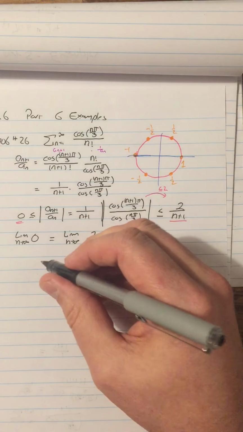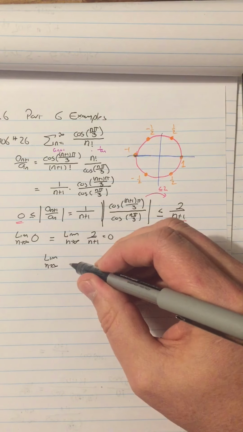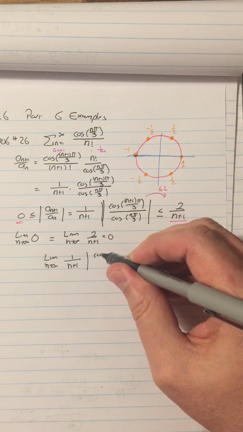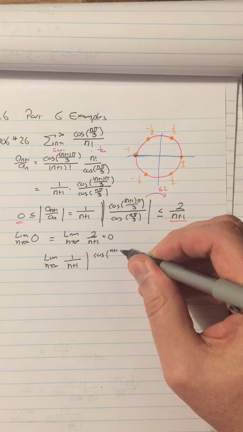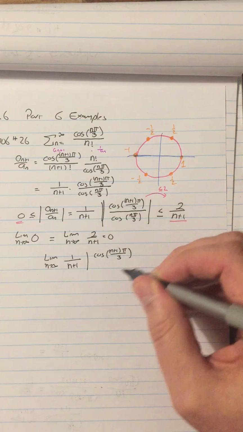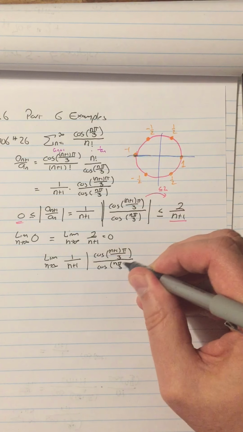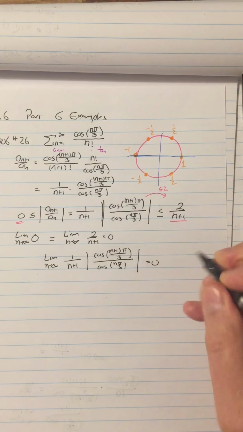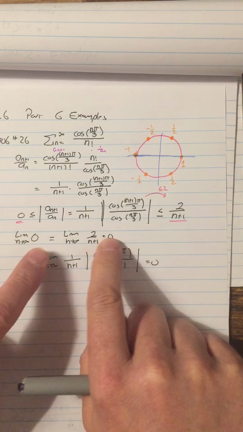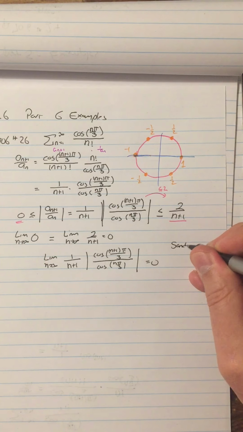So then it follows that the limit as n approaches infinity of 1 over n plus 1, absolute value of cosine of (n plus 1) pi over 3 over cosine of n pi over 3, sorry to get all these parentheses in here, that whole limit is also 0 because it is trapped in between these two endpoints, which are both going to 0. So that's our famous sandwich theorem. That is the sandwich theorem.